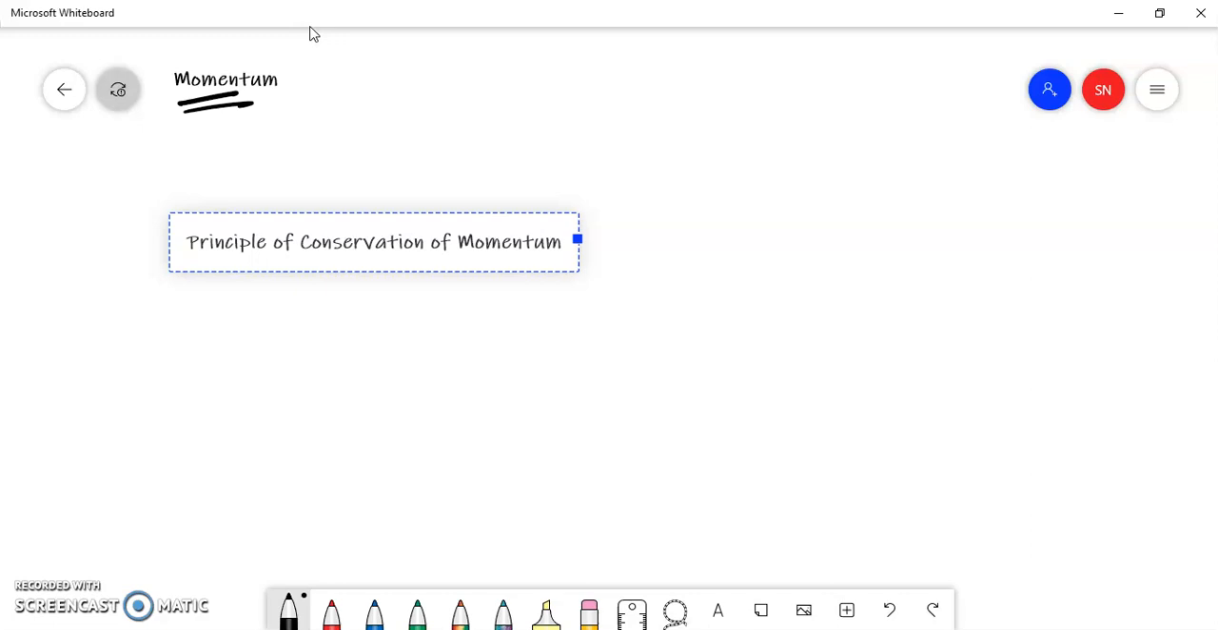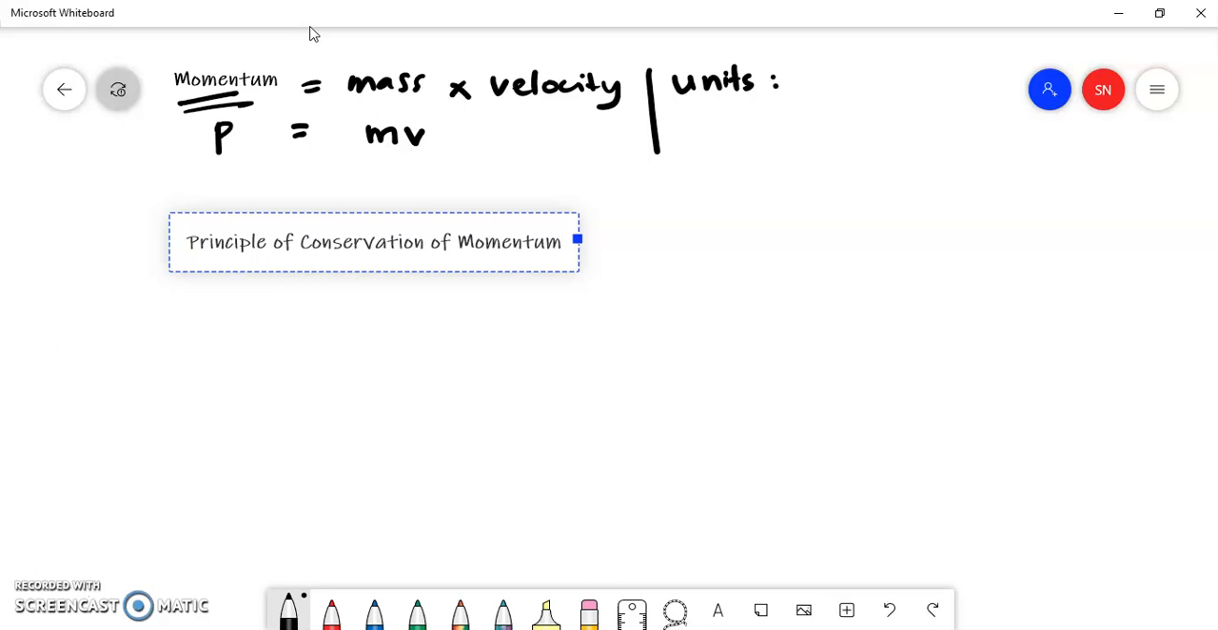Okay, so momentum is the mass multiplied by velocity. This is the formula for momentum. In symbol, we can write momentum, small p, is momentum equal to mass times velocity. Alright, so units for momentum: mass is in kg, velocity is meter per second, ms^-1. So this is the unit for momentum.